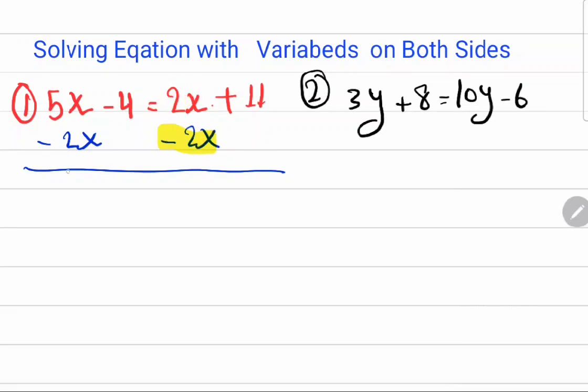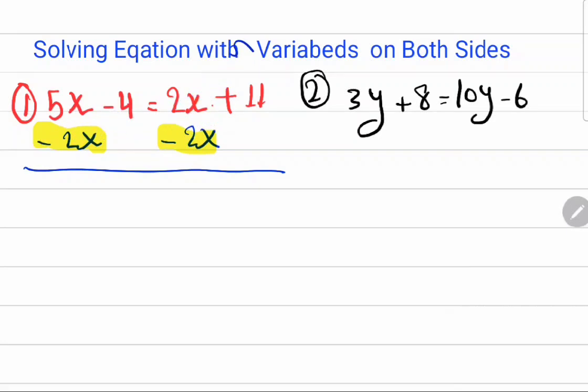So let's get the variable on the left side only here. That means we need to undo or get rid of the 2x on the right side. That's a positive 2x. So the inverse operation would be to subtract 2x. So let's subtract 2x from the right side of the equation. Whatever we do to one side of the equation, we must do to the other. So subtract 2x from the left side as well.